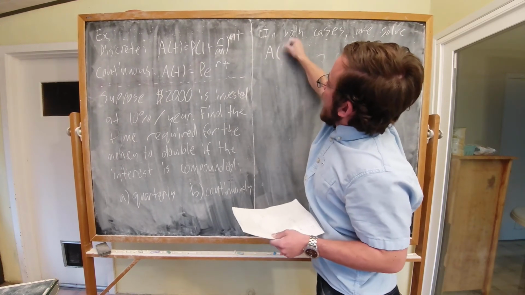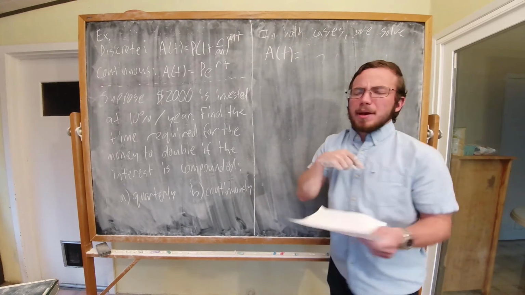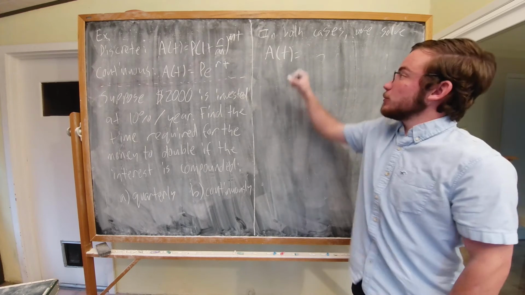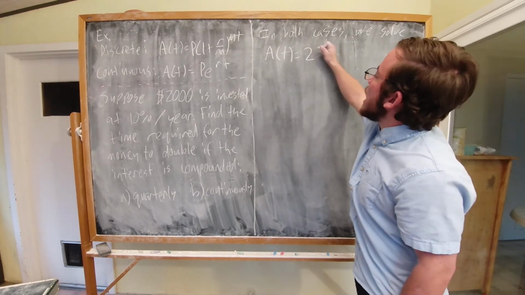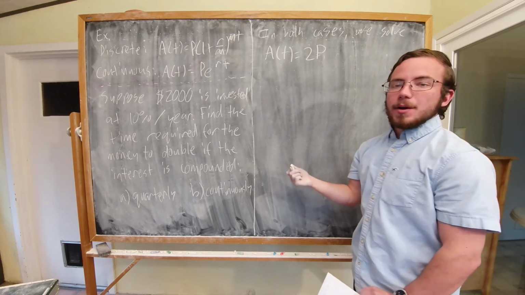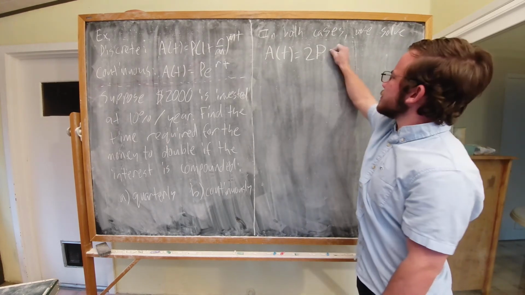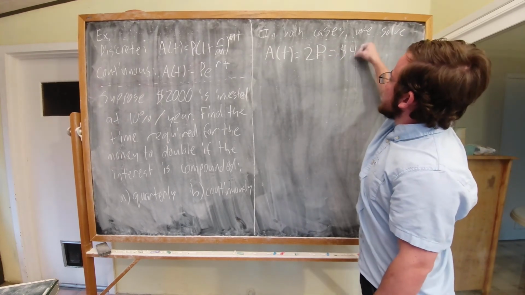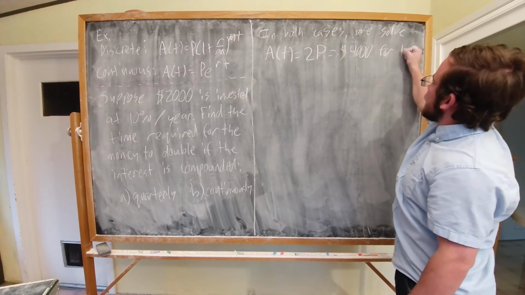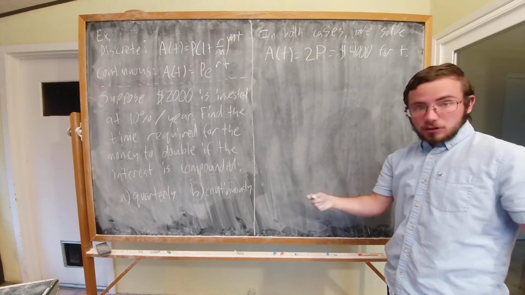We're going to be solving A of t is equal to, okay, I want my money to have doubled. Which means I'm going to be solving for when A of t is 2 times my original principal. Which in this case is $2,000. And we're solving for t, right? We're trying to ask how long would it take?